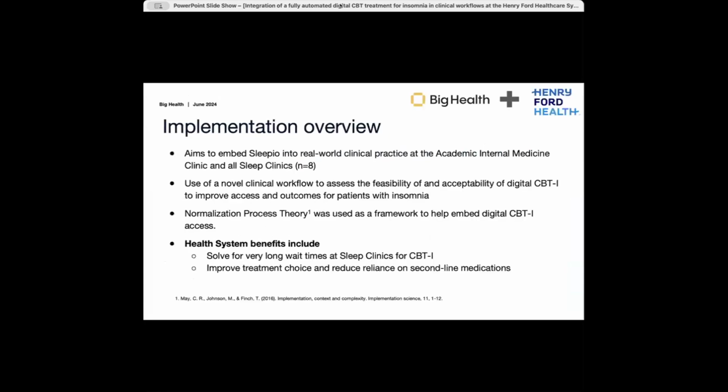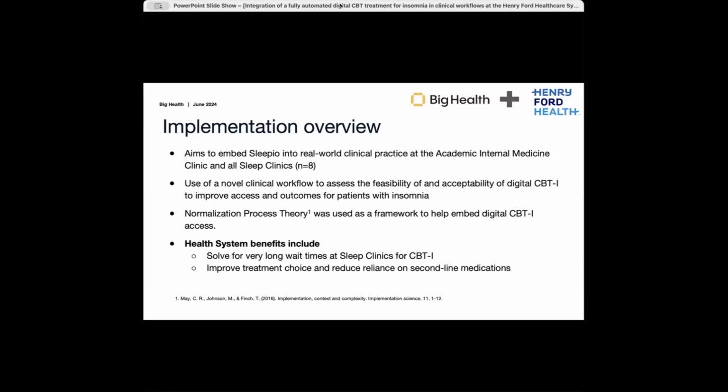So we selected to partner with Henry Ford Health because we have a long-standing research relationship, and we had an observational cohort study that we used as a real-world evaluation for as part of this approach. And what we wanted to do was to evaluate the use of Sleepio in clinical practice within the academic internal medicine clinic and the sleep clinics to find out the best way to build a workflow that would help with providing access to digital CBT for patients.